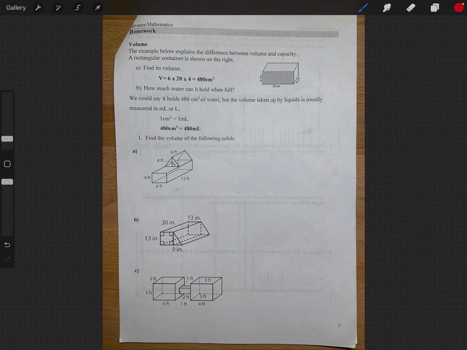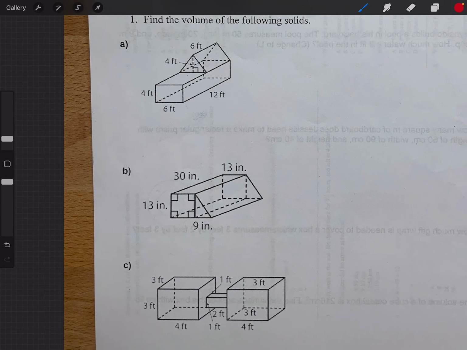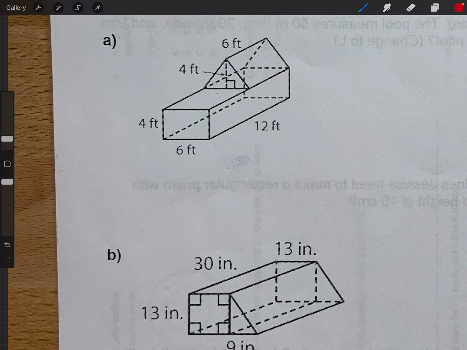On page 7, we've got volumes. Question 1 says, find the volume of the following solid. So all I'm going to do is find the volume of each piece, so this top piece, and then I'll find the volume of the bottom piece and add it together.